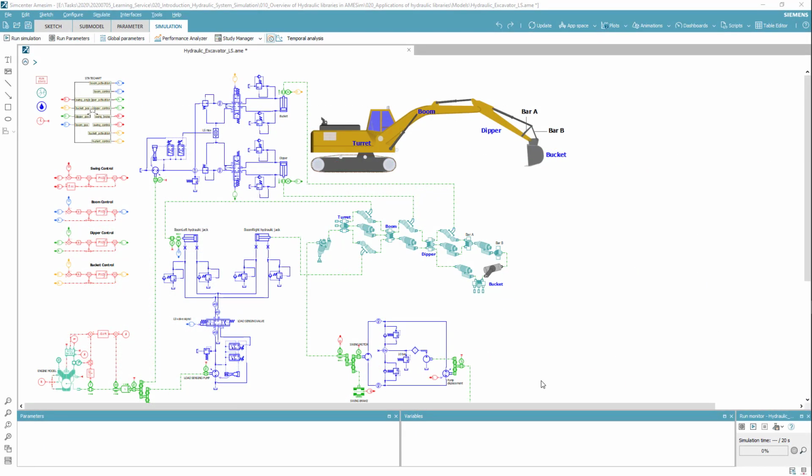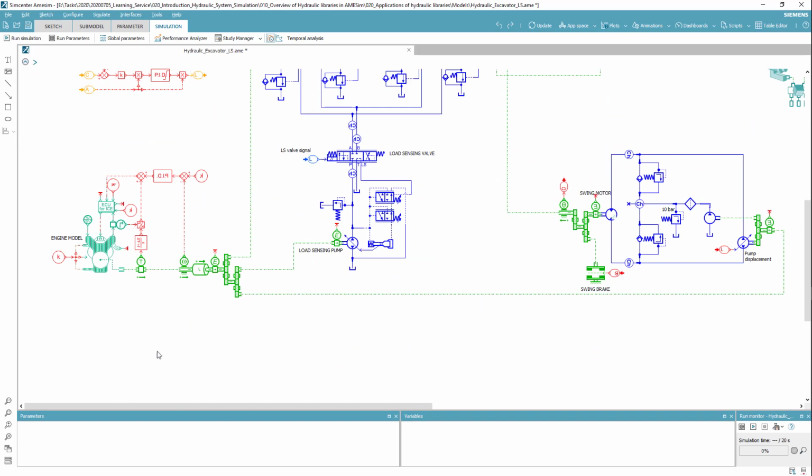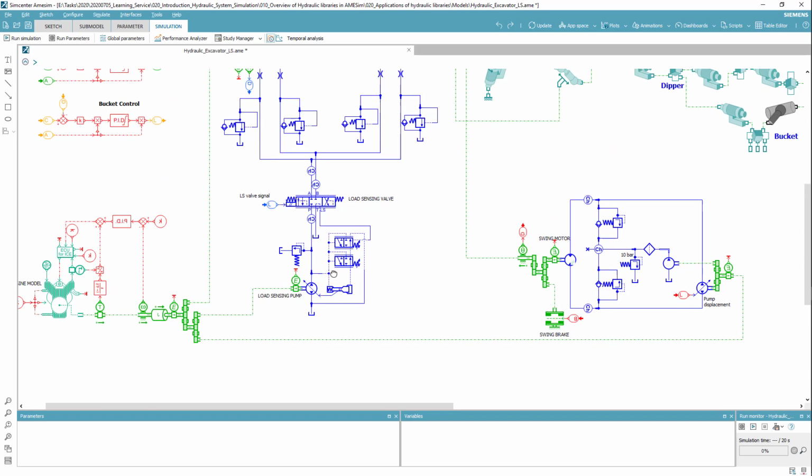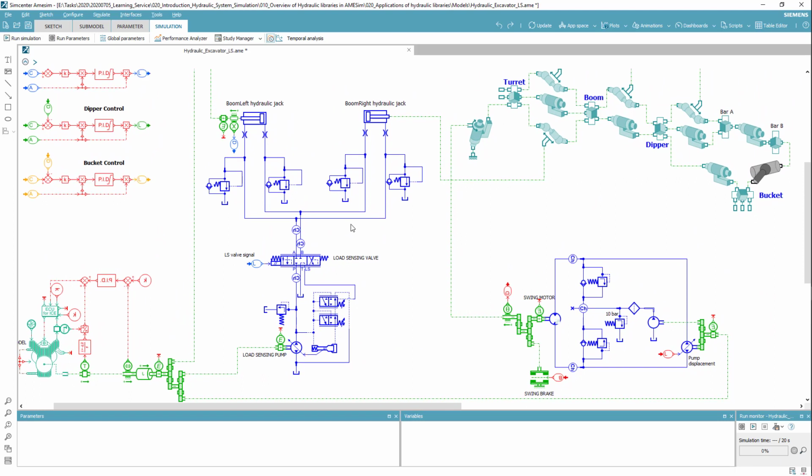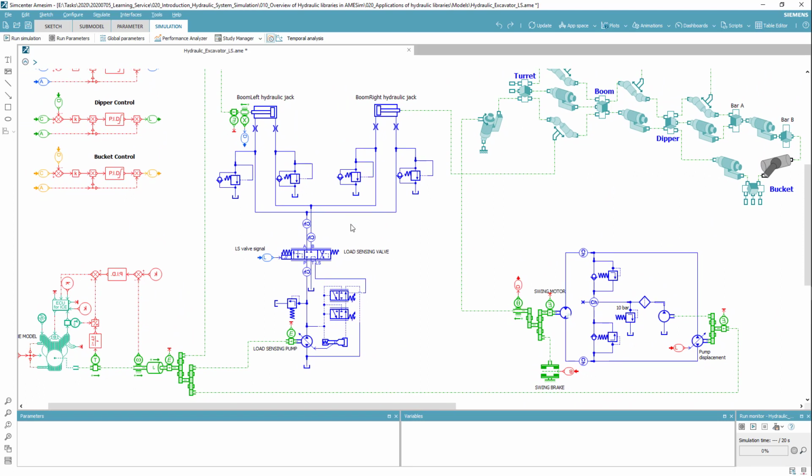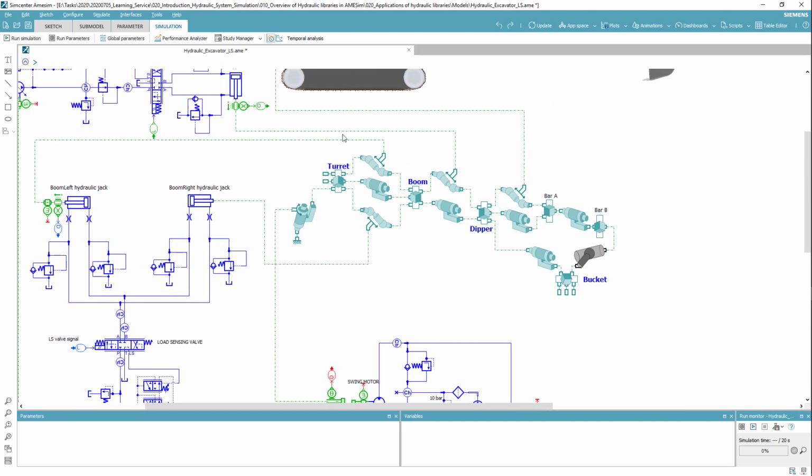Let's also look at the complete excavator model. So here we have an internal combustion engine model, which is providing torque to the pump. And then from the pump, we see the hydraulic fluid is pumped out through this valve, and then to the hydraulic jacks, which are used for the movement of the turret, boom, dipper, and the bucket. And here we see the 3D bodies, which are loads of these hydraulic component models.